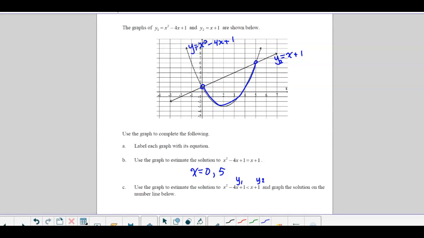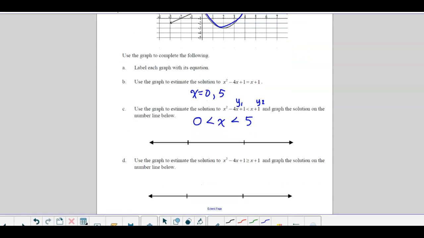I'm just graphing that. That's my work, right? That's not really the solution. The solution is all the x values. But that tells me, oh yeah, that graph is below the linear for all of those x values. And so here, what is that between 0 and 5? Everything between that. Okay.